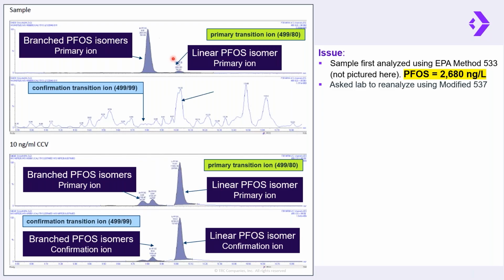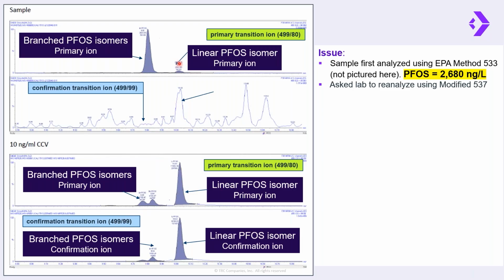But then let's look at the confirmation ion. So we don't even see a peak for the confirmation ion for this branched isomer on the left. And the linear isomer has a peak for the confirmation ion, right? But it's a much larger peak than the primary ion. So no confirmation ion here for the branched isomer, making this ion ratio not within acceptance criteria. And the ion ratio for the linear isomer is also outside criteria because this confirmation ion peak is much larger, right, than this primary ion peak.